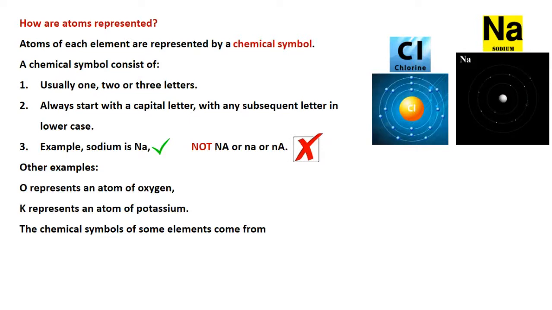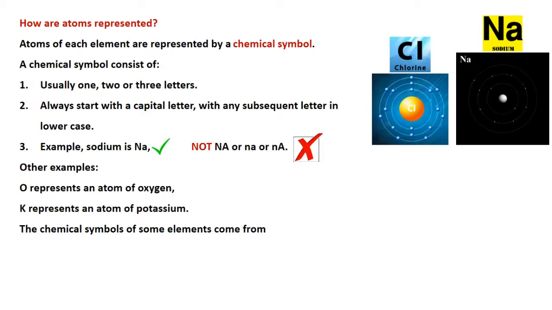How are atoms represented? Okay, so number one, atoms of elements are represented by a chemical symbol. Chemical symbols consist usually of 1, 2, or 3 letters. At your stage for AQA purposes, the first 20 elements are something you should know, and you realize that they are made up of either 1 or 2 letters. You always start with a capital letter, and any subsequent letter is in the lowercase. So capital letter for the first one, and if there's any other letter following, it's a small letter. An example is sodium, which is Na.